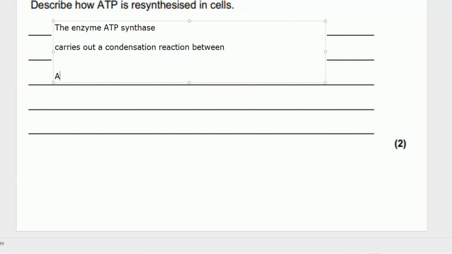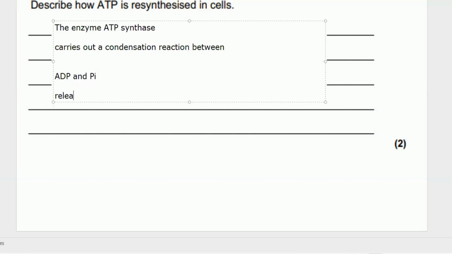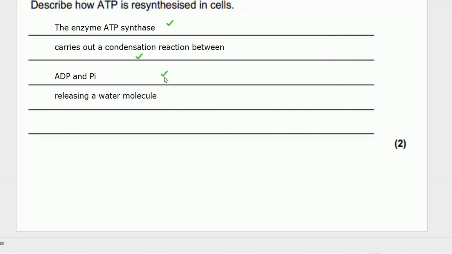So enzyme ATP synthase carries out a condensation reaction. And what 2 molecules does it join together? Well, it joins together adenosine diphosphate, you can abbreviate to ADP, and inorganic phosphate, you can put capital P, lowercase i. And really, that's going to get you all your marks. So that's how we resynthesize ATP. We join ADP and Pi together using ATP synthase.